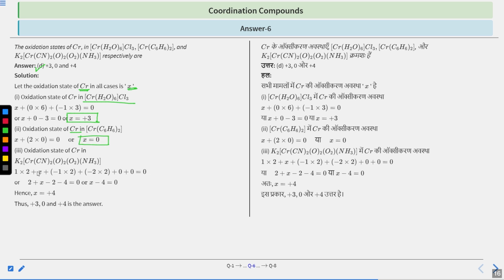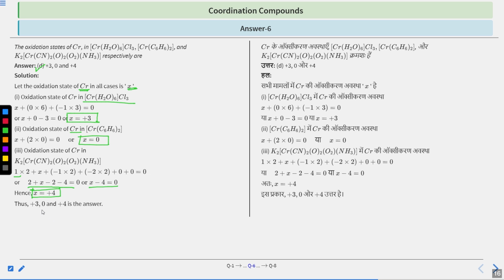And in the third case, for K2 it will be 1. So 2 times 1 plus x for chromium, minus 1 for CN, so minus 1 times 2, plus oxygen has minus 2, so minus 2 times 2, plus O2 has oxidation state of 0, so 0, plus NH3 has oxidation state of 0, plus 0 is equal to 0. Solve for x, it will be 2 plus x minus 2 minus 4 is equal to 0, or x minus 4 is equal to 0. Hence, x comes out as plus 4.